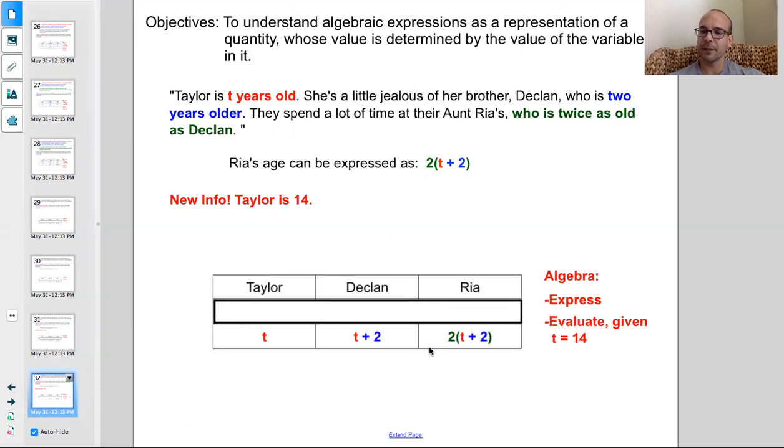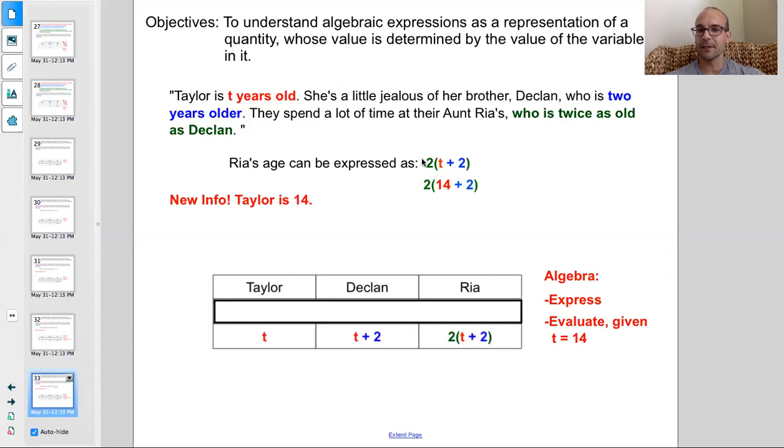So expressing is when you're writing something with variables, and evaluating is when you're taking that variable expression and you end up getting a number answer for it. Why? Because they gave you all the information you needed, Taylor's age. So let's see how it plays out. Well, the first thing you do is you substitute. That's a really important idea. If you know that in this case t is 14, well then go ahead and rewrite the exact same expression as we knew for Rhea's age and just simply replace the t with the 14.